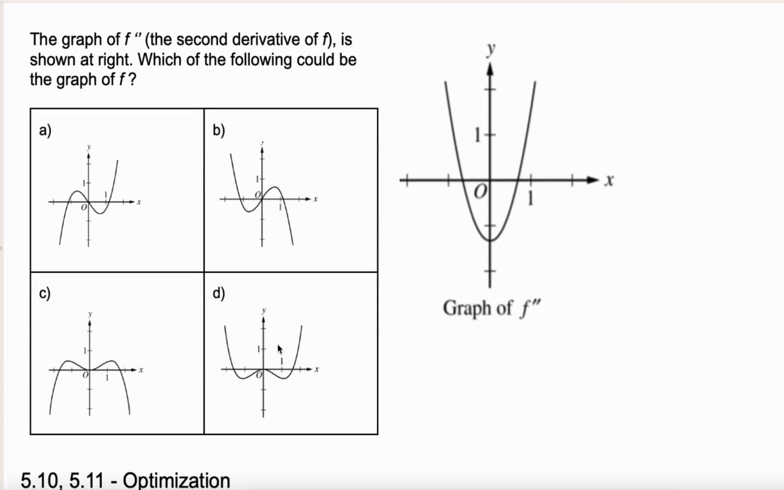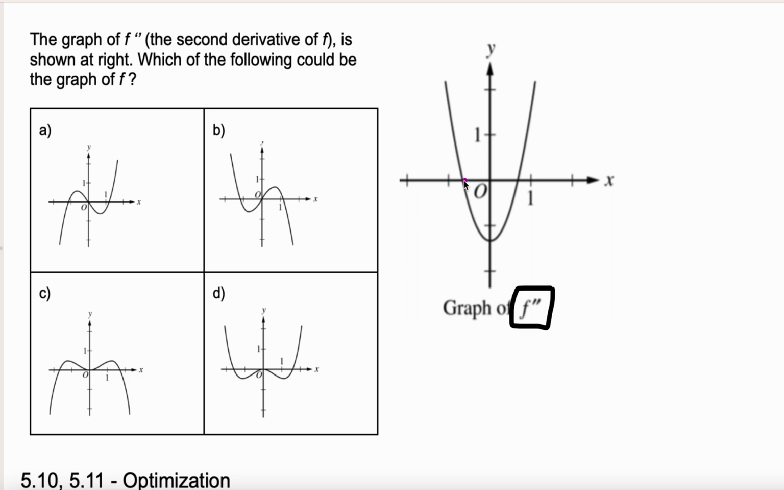On this question, we have the f double prime graph. Our job is to actually get f. We've never had to do that. So the thing is, we're going to have to use f double prime to analyze concavity and points of inflection. That's the best we can do.